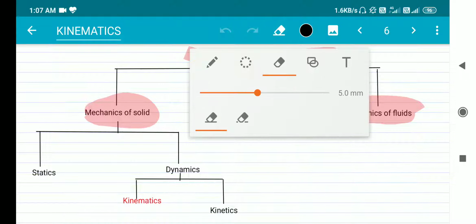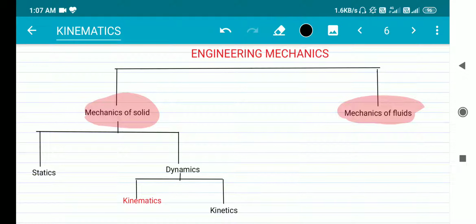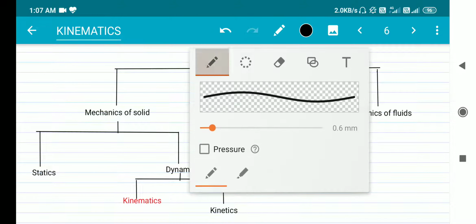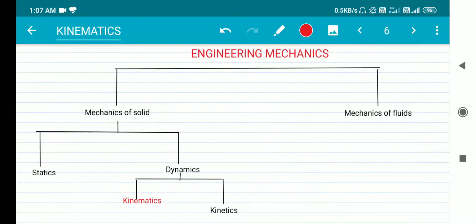Before going to inform you about engineering mechanics, I would like to inform you the hierarchy of this chapter. Friends, as you know, engineering mechanics is divided into two parts, that is mechanics of solid and mechanics of fluid. Today we will discuss one of the topics of mechanics of solid.